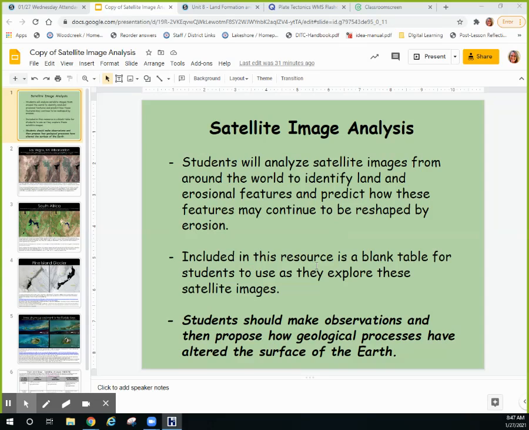Okay, included in this resource is a blank table for students to use as they explore these satellite images. You are going to make observations on each of these slides and propose how geological processes have altered the surface.